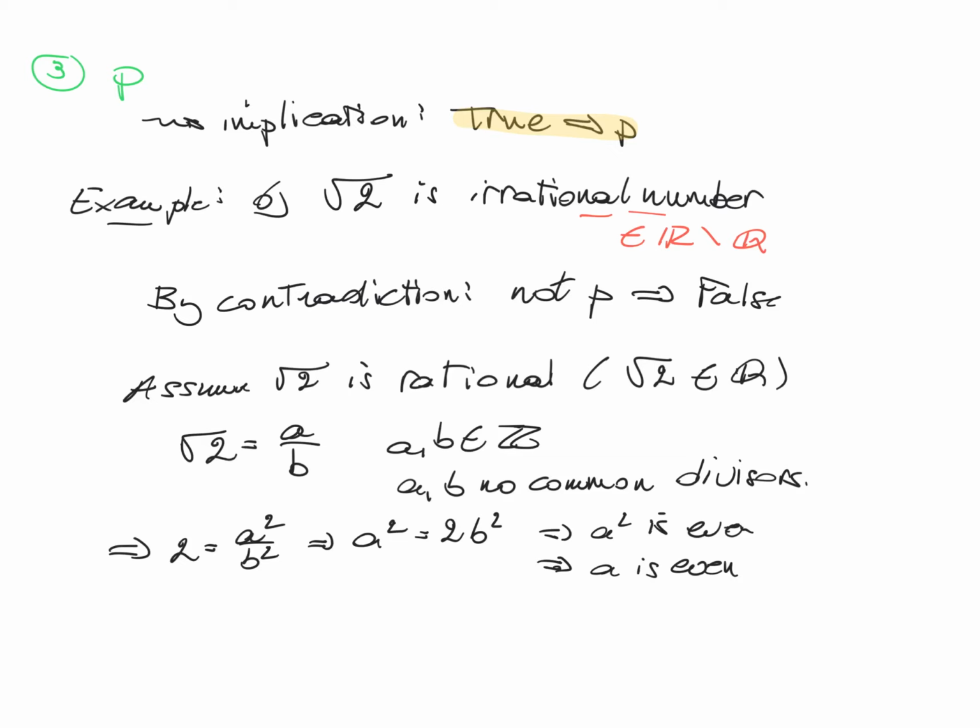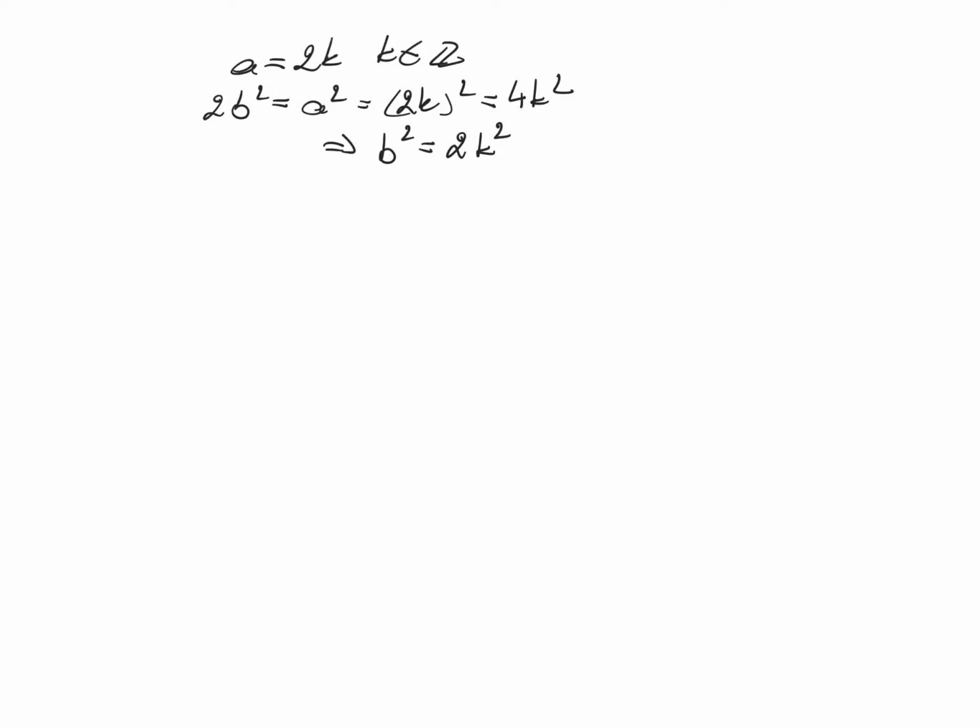If a is even, this means that a is equal to 2k for some k, an integer number. We thus have that a is 2 times k for k integer, and we also had that 2 times b squared is a squared. We replace a squared by 2k squared, so this is equal to 4k squared. This then means that b squared is 2 times k squared, and thus b squared is even. And if b squared is even, then also b itself is an even number.